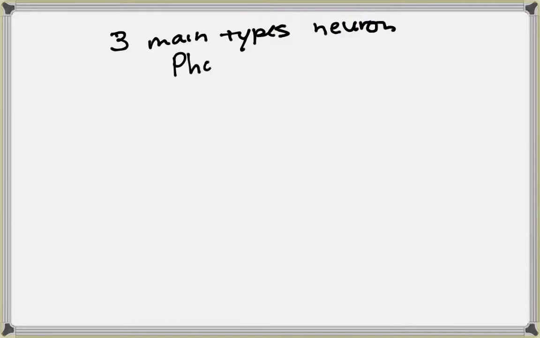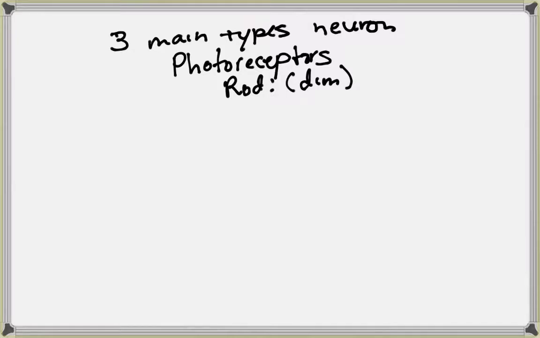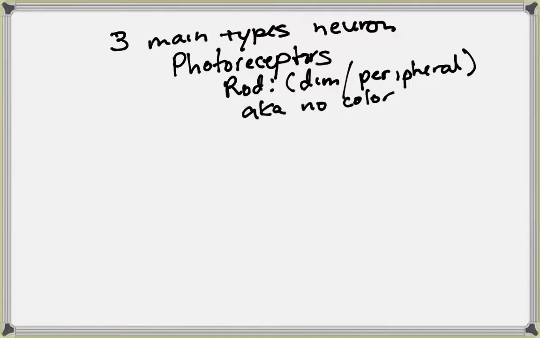You have photoreceptors. And there are two types of photoreceptors. We have what are known as rods. These are used for dim light and peripheral vision out towards the side, right? AKA no color. And this requires vitamin A for it to work correctly. You also have cones, and think C for color.